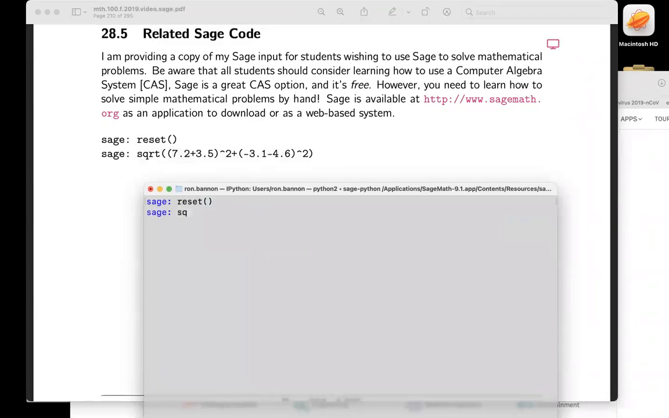And this is square root, and the square root is going to take an argument. That argument looks like it's 7.2. I'm just typing what I'm seeing. Plus 3.5 squared plus minus 3.1. I'll look back over this to find this problem. Minus 4.6. Square that, and we're going to close out the square root argument and see what it gives us. And it gives us that number over there.